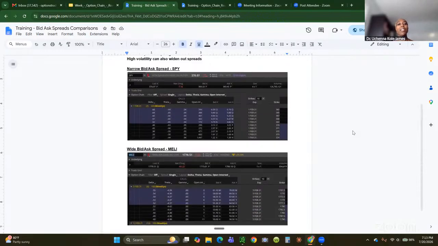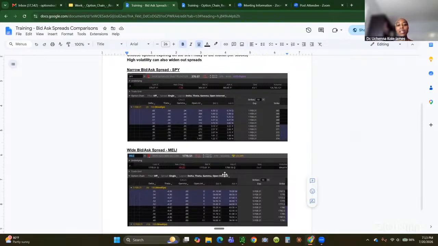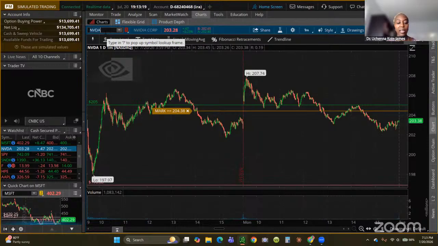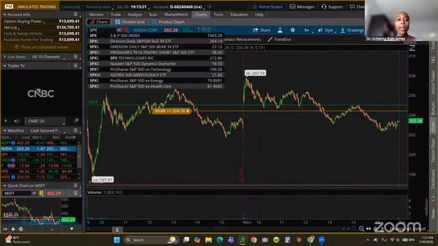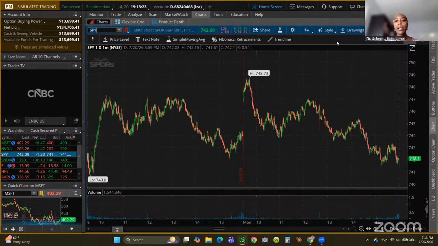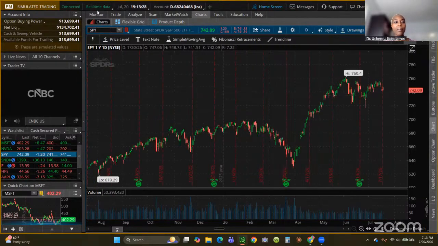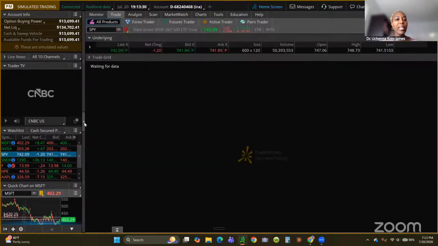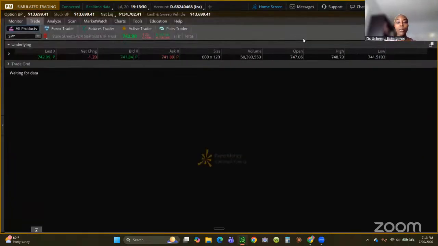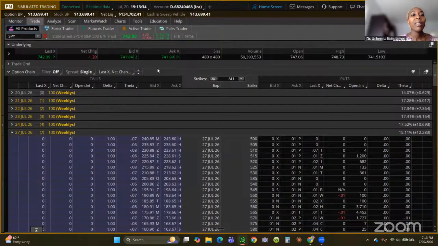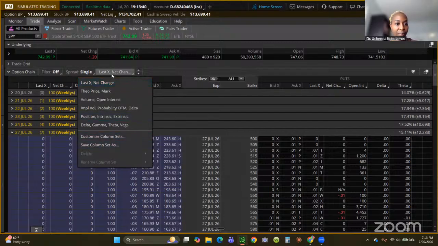So this is a graphic that I made a long time ago. Let me show you what a bid ask spread actually looks like. So if you look at the SPYs, right? I'm going to go to the 1 year, 1 day. I'm going to open up the trade tab, which will show you the option chain. So I'm going to get rid of a lot of this so you could just see what I'm talking about.